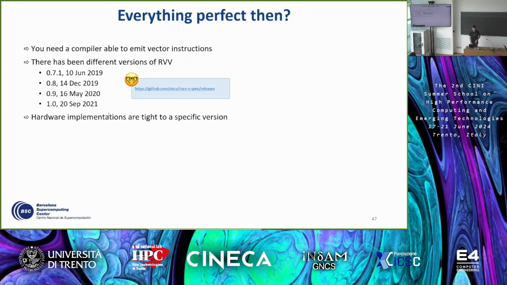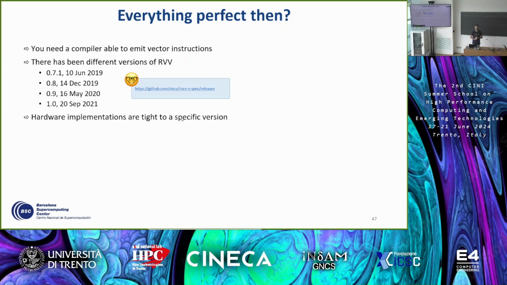And yes, the hardware implementation is tied to a specific version. Right now I'm talking about something I still haven't explained to you, but it's going to come in the next hour. In the project in which we are working, we have hardware with 0.71 up and running, and then we have a 1.0 prototype that is running stably, only the scalar part. When we start adding vector instructions, we are in the debug phase. So 1.0 is almost there.